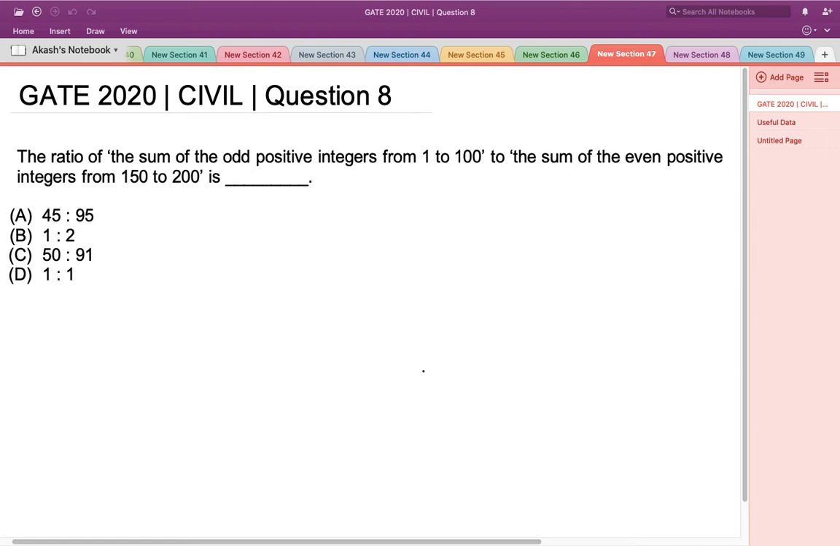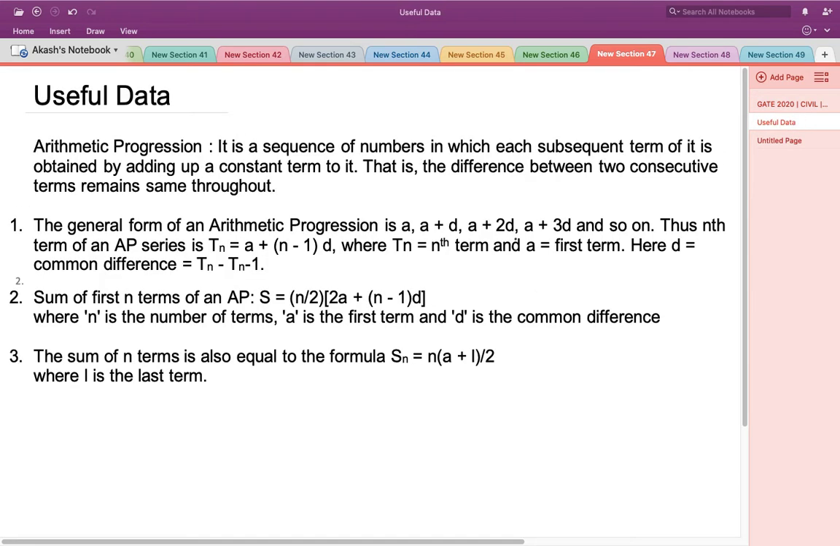So, in this question, we have two different series, one starting from 1 till 100 and the other starting from 150 till 200. And I have to determine the ratio of the sum of odd numbers from the first series to the sum of even numbers from the second series. So to solve this question, let's have a look at the useful data. We need to understand the concept of arithmetic progression in this question.